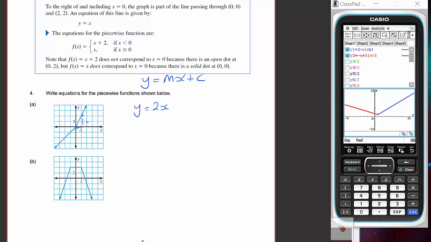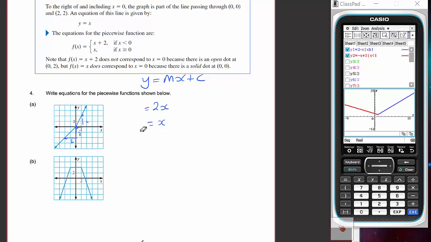Now going back this way, choose 2 convenient points. If I go across 2, I go up 2. 2 divided by 2, that's the rise divided by the run, is 1. So this is y equals 1x, or just y equals x. And again, it goes through the origin, so c is 0.